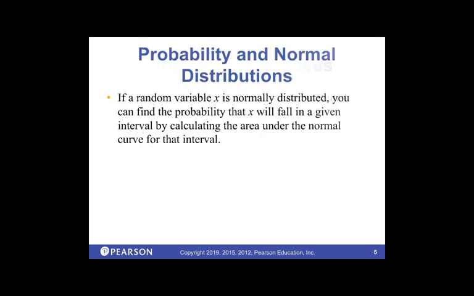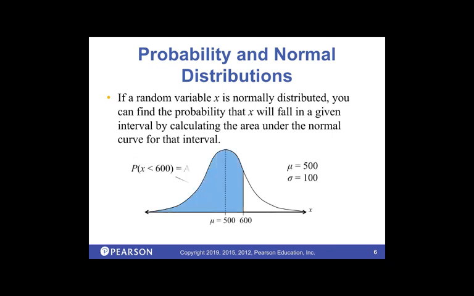If a random variable x is normally distributed, we could find the probability that x will fall in a given interval by calculating the area under the curve. For instance, the probability that x is less than 600, if we use the chart with a mu of 500 and a standard deviation of 100, we will use a chart. The chart is going to tell us the area under the curve to the left of the x value.